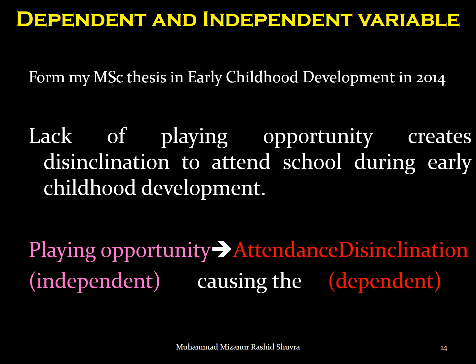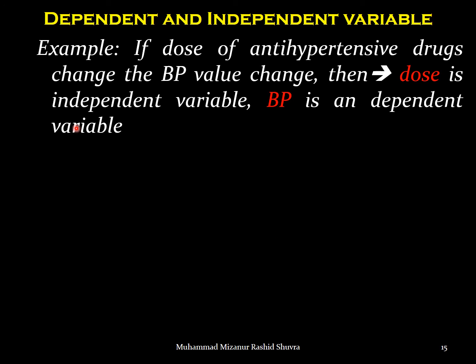And we can have many other examples. For example, and this is a made-up one: if the dose of antihypertensive drugs changes, the blood pressure value changes. There are two changes here. If the dose of an antihypertensive drug changes, so we're giving different doses, that is changing the blood pressure value differently, then who is the cause and who is the effect? So who is the dependent, who is the independent, right? So the drug is changing the blood pressure.